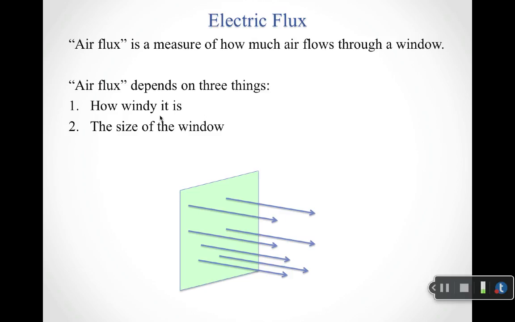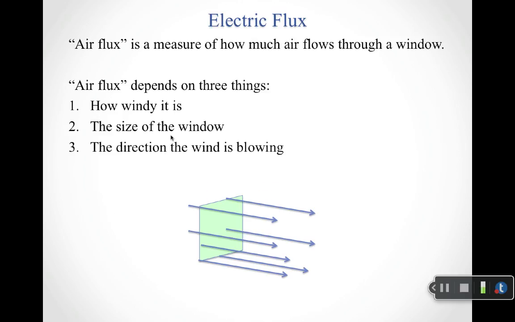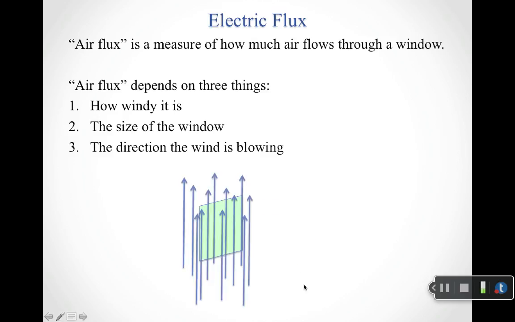Obviously, I'll get a very different value for the air flux if I use a large window than if I use a smaller one, right? There's clearly plenty of the air that before was able to get through the window that can't now because I'm simply using a smaller window. And then the third thing it depends on is the direction that the wind is blowing. You'll notice here that the wind is basically blowing perpendicular to the surface of the window. I could imagine a situation in which the wind was blowing straight up the wall, and then I would get very little air coming through rather than a lot of air coming through.